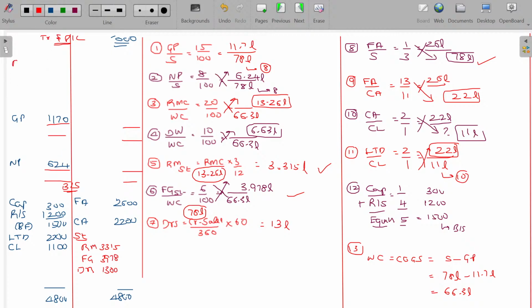Now, raw material consumption in the trading account, opening stock plus purchases minus closing stock, is nothing but raw material consumption, 1326. Direct wages 663. Sales 7800. What more? We have posted everything. By telling the trading account now, the balancing figure could be other work expenses.